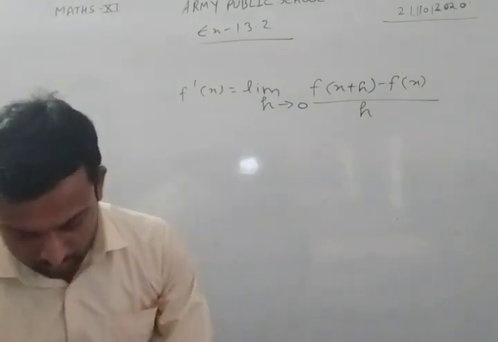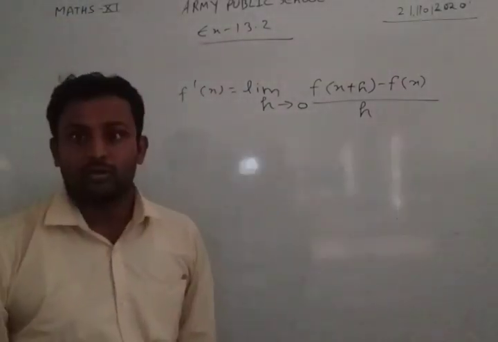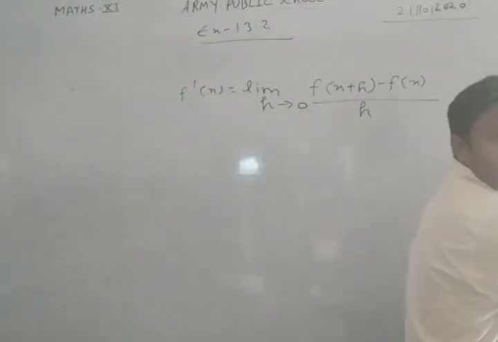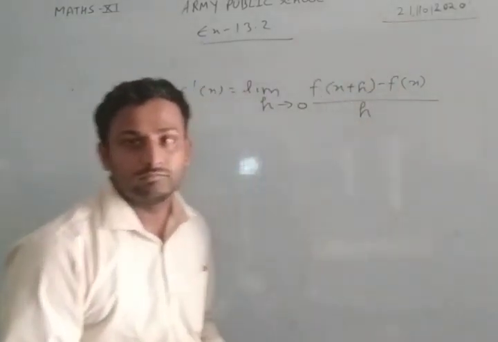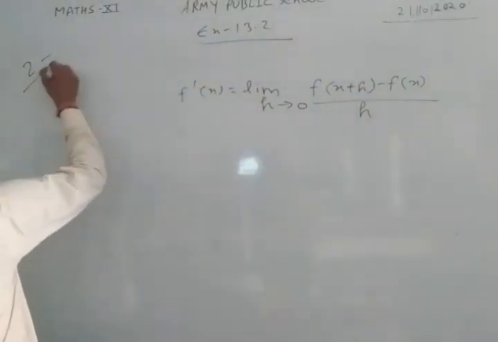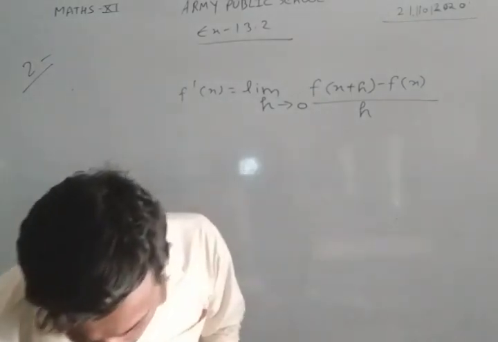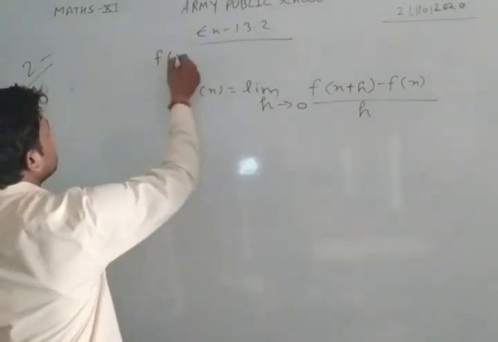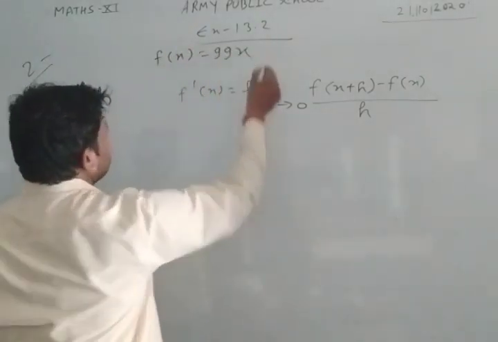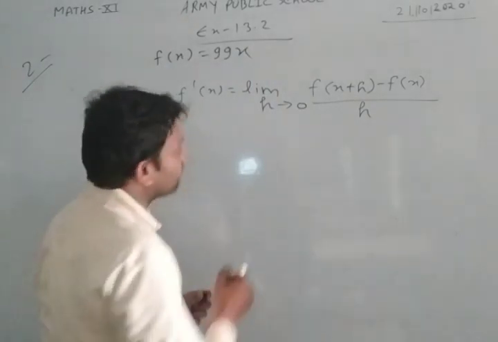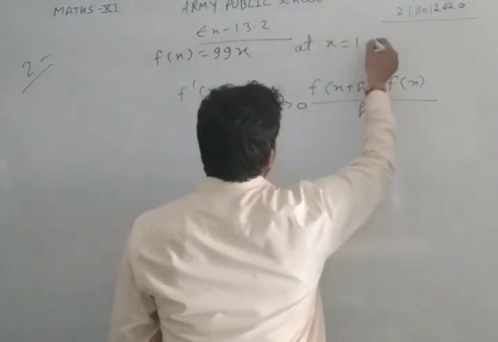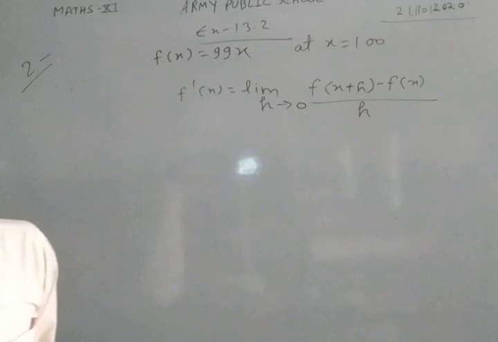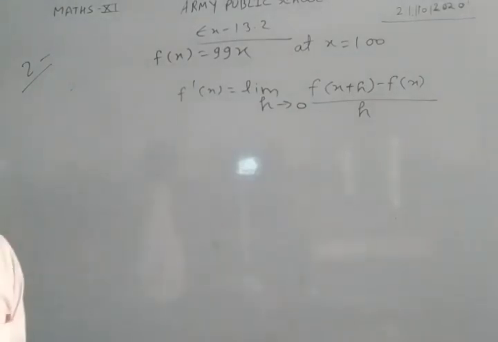Now question number 2. Our second question is: find the derivative of f(x) is equal to 99x at x is equal to 100. We have to find the value of f dash, the derivative of f(x) at x is equal to 100.